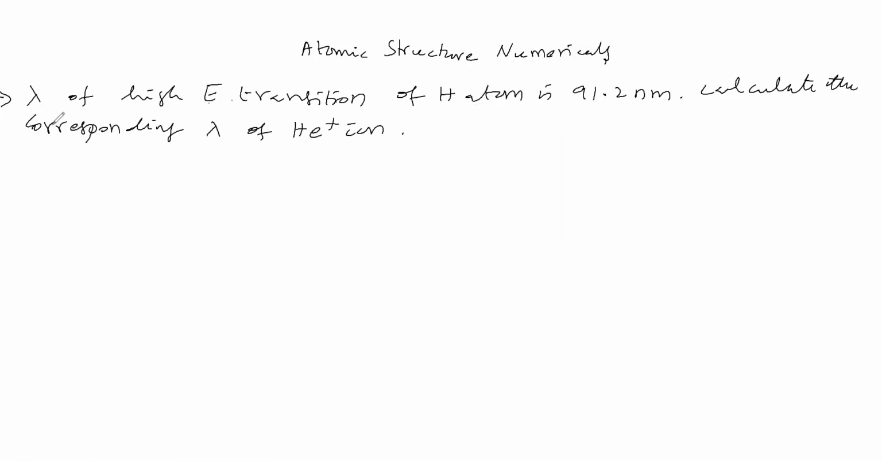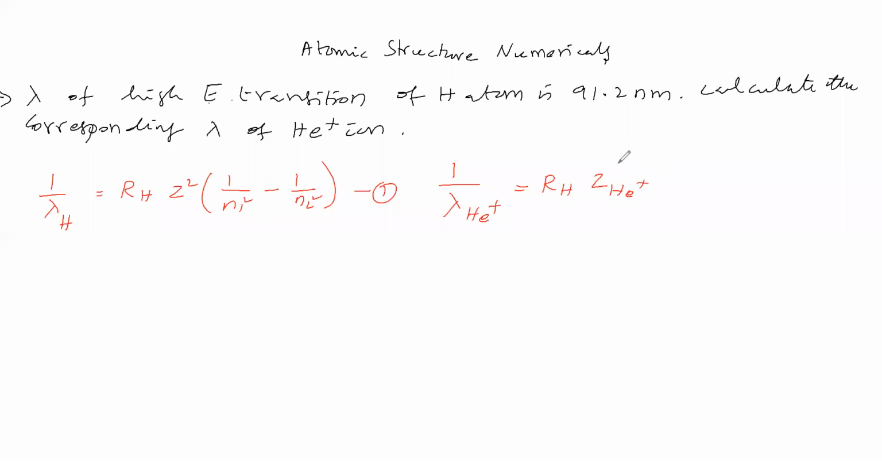So we will take Rydberg's formula: 1 by lambda is equal to RH into Z square into 1 by N1 square minus 1 by N2 square. This is for hydrogen. Next we will see for He plus ion. 1 by wavelength of He plus ion is equal to Rydberg's constant into Z for He plus ion into 1 by N1 square minus 1 by N2 square.